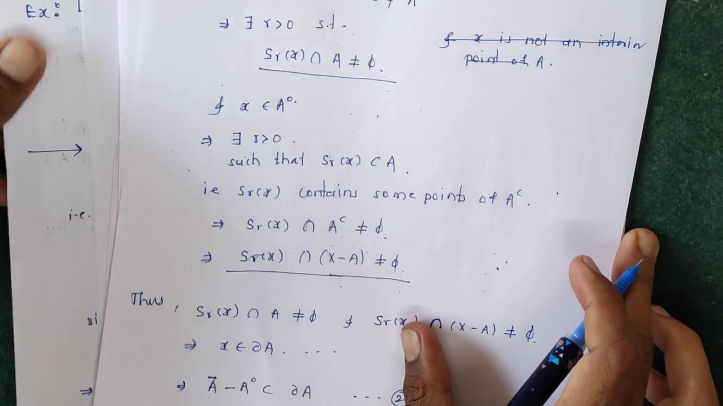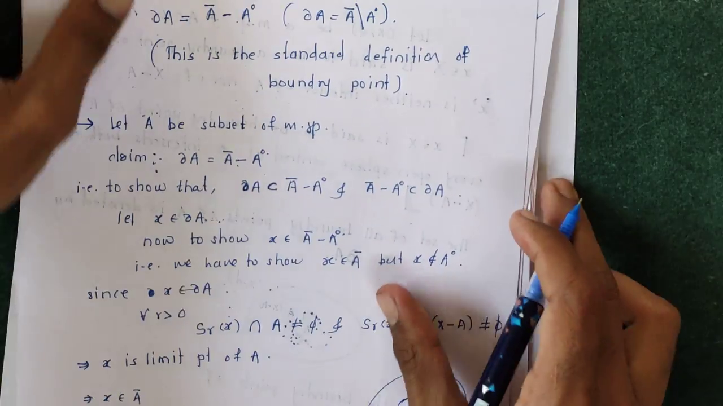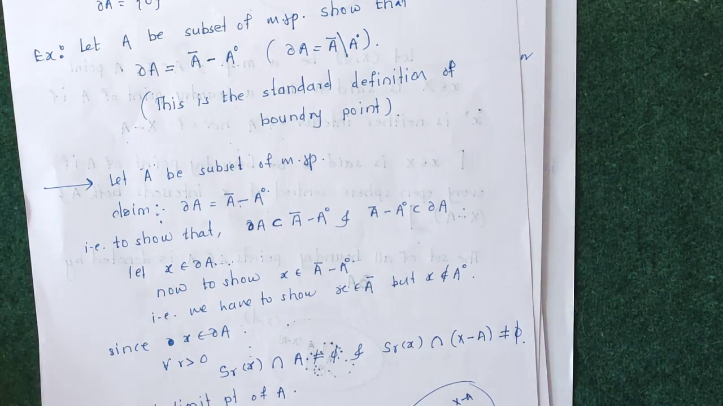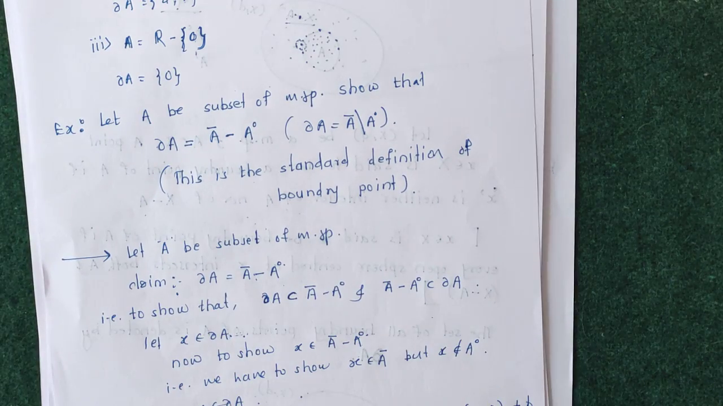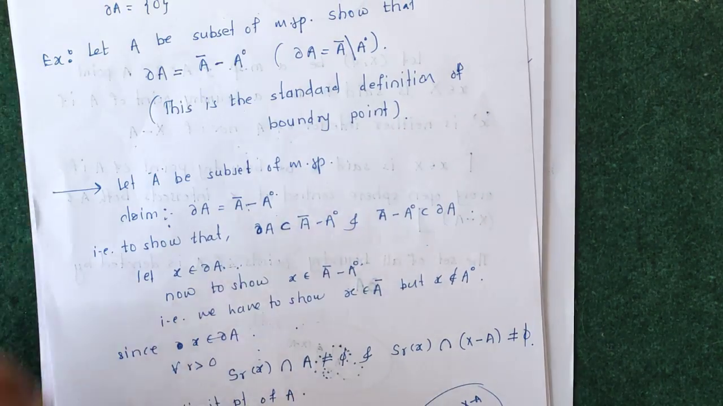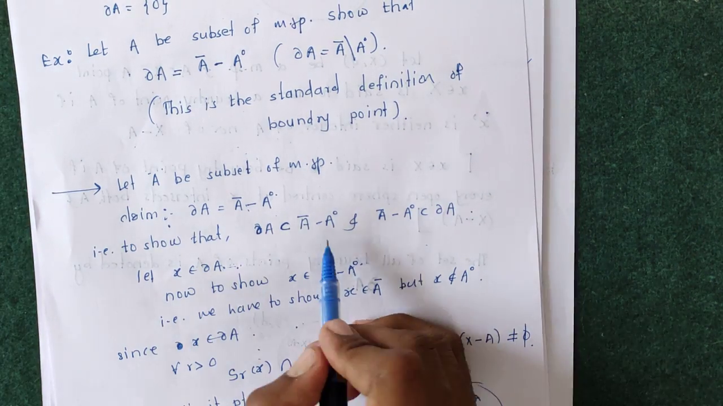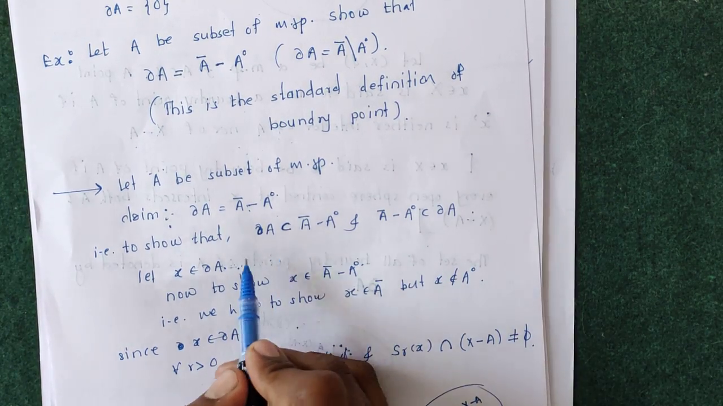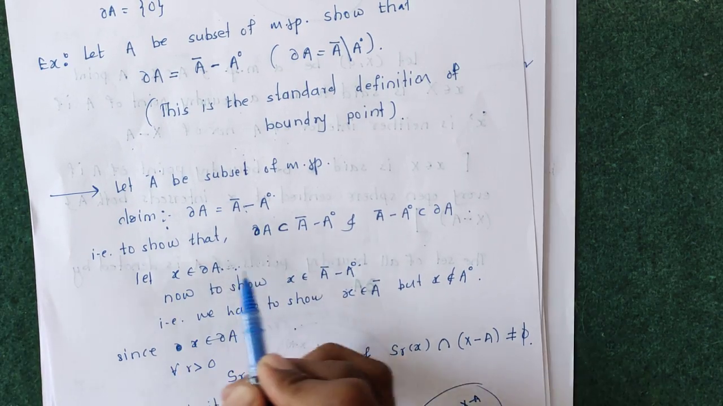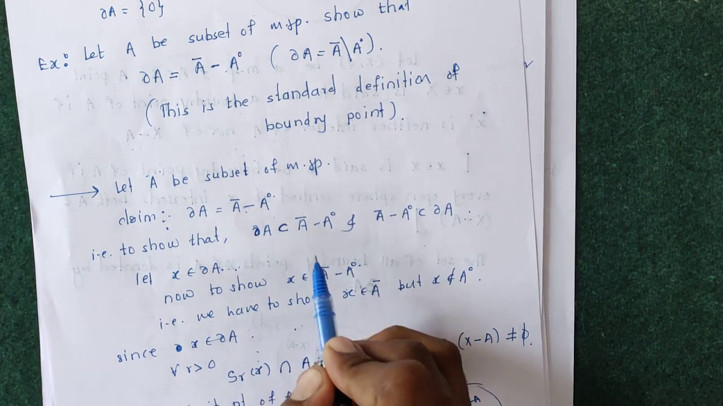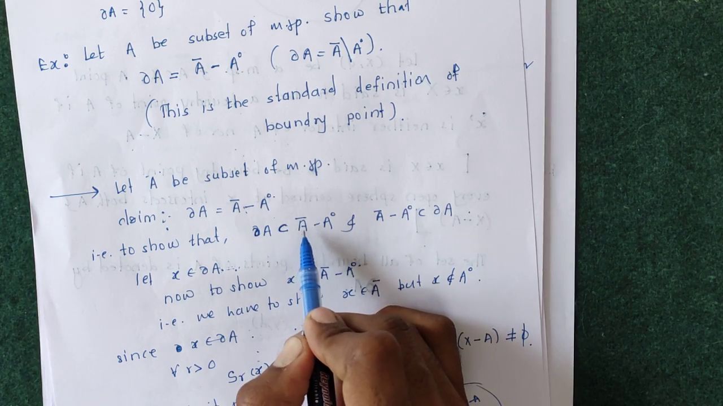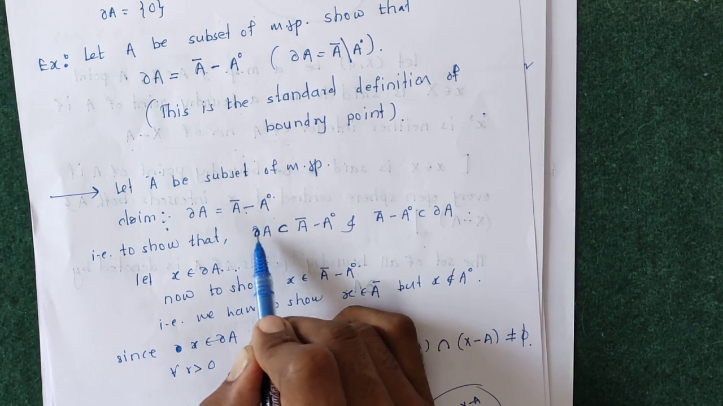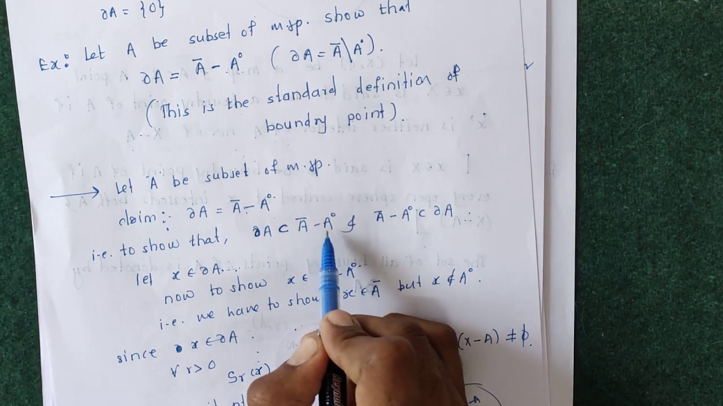In this example we have seen that gamma A is equal to A closure minus A interior. This is an important example, and this is the standard definition of boundary points. To show gamma A equals A closure minus A interior, we just prove gamma A is a subset of A closure minus A interior, and A closure minus A interior is a subset of gamma A. We know how to prove such inclusions. Here x belongs to gamma A, an arbitrary element of gamma A, and if that element is an element of A closure minus A interior, then gamma A is a subset of A closure minus A interior.